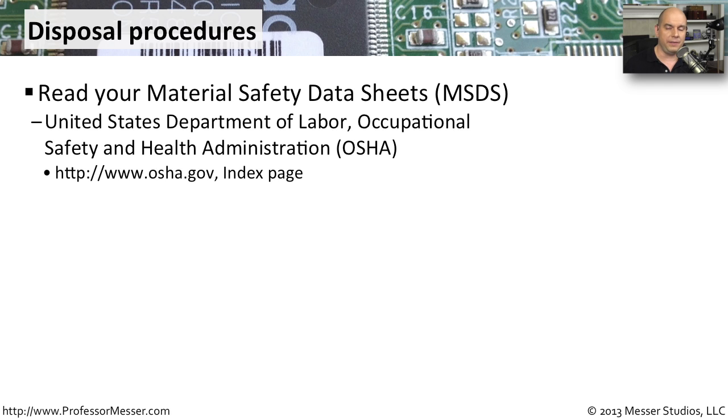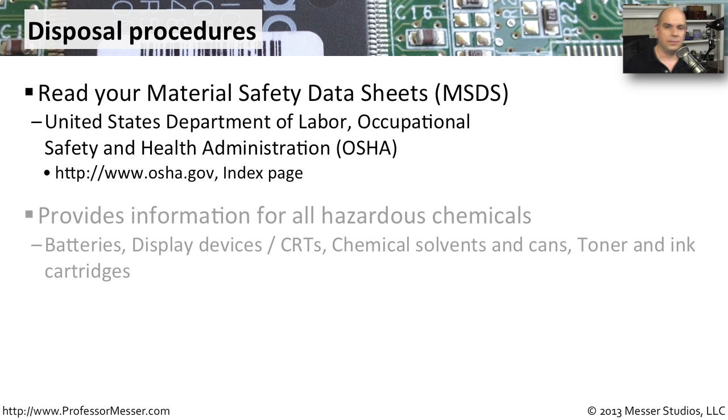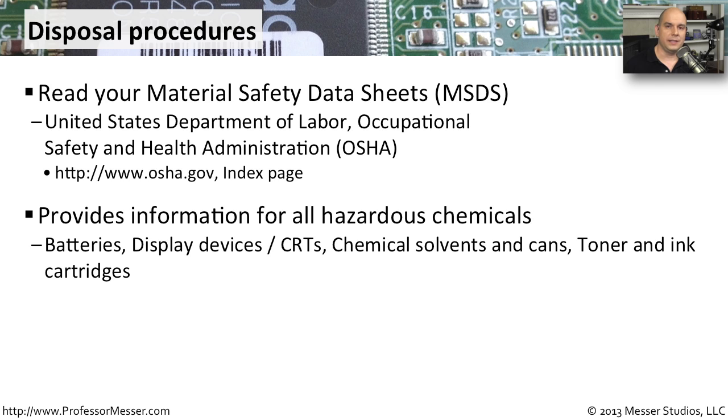You may see this abbreviated as MSDS. This is a document that's going to tell you everything you need to know not only about the safety of using this equipment, but also how to properly dispose of it. This process in the United States is managed by the Department of Labor, specifically the Occupational Safety and Health Administration, which is called OSHA. You can find information about the material safety data sheets and that process at osha.gov and simply search for MSDS.